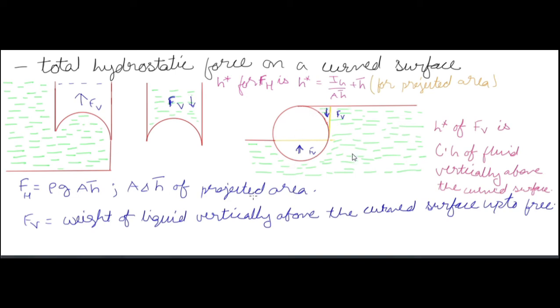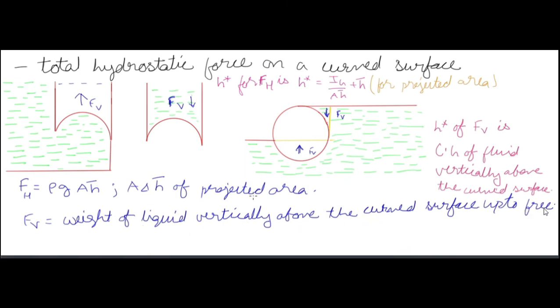Assume that maybe it's a cylinder. The projected area of a cylinder in the horizontal direction will be a rectangle. So the area of the rectangle and h bar of the rectangle. If you are taking this figure, A and h bar will be of the rectangle, and FB, as I have said, is the weight of the liquid vertically above the curved surface up to the free surface.